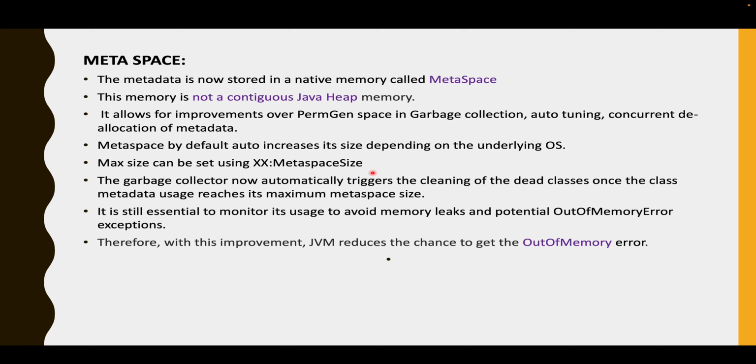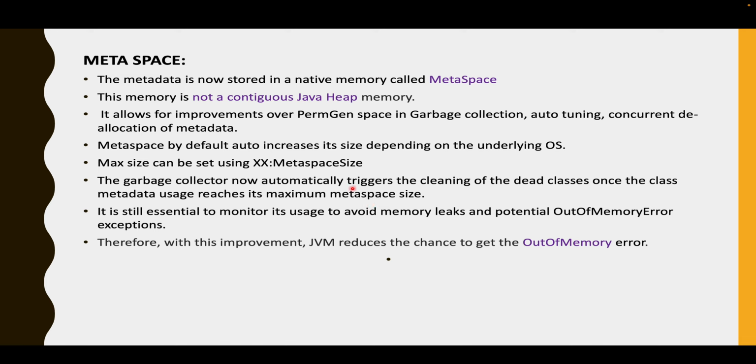What benefits have we got? What are the improvements because of metaspace? The improvements are with garbage collection: auto tuning of garbage collection, and concurrent deallocation of metadata. What is this auto tuning? The garbage collector now automatically triggers the cleaning of dead classes once the class metadata usage reaches its maximum metaspace size. So if the metadata information reaches its maximum metaspace size, the garbage collector will automatically trigger cleaning of those dead classes. This tuning has improved from Permgen to metaspace.